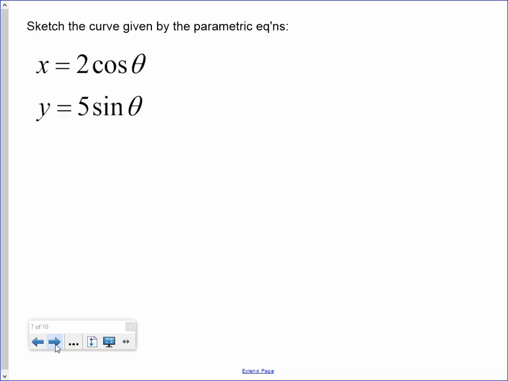Okay, the next thing I want to talk about really quickly, just so that you have seen this, because these follow very nicely from the first part of the chapter, which we haven't done yet. So just so you're not like, huh, what's this? I've never seen this before. We'll do one with a sine and a cosine. So this says sketch the graph given by the parametric equations. x equals 2 cosine theta, y equals 5 sine theta.